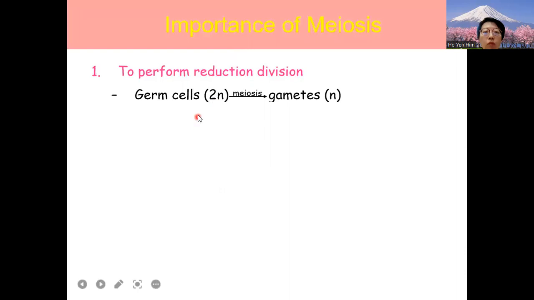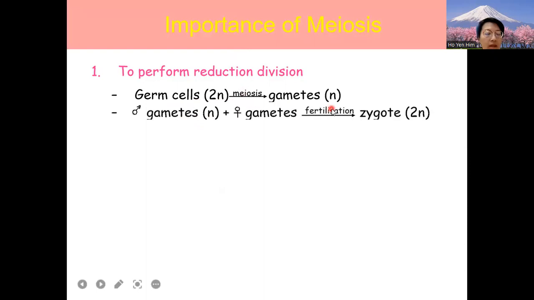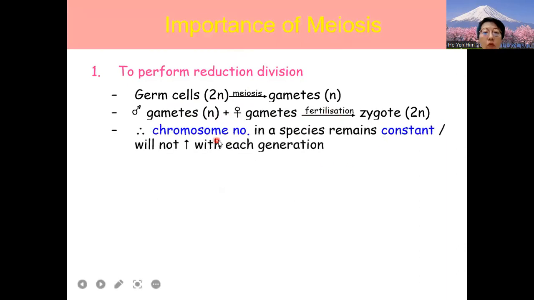That means because we want to produce haploid gametes, the germ cells have to undergo meiosis in order to produce haploid gametes. So that when the male and female gametes fuse during fertilization, a diploid zygote is restored. What is so important about this is that the chromosome number in the species always remains the same; they will not double every generation.